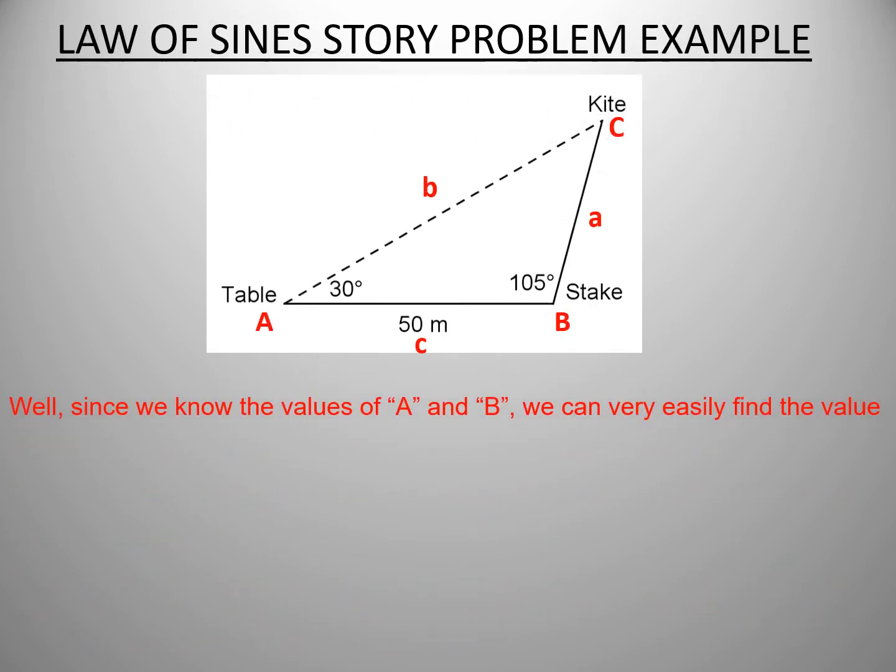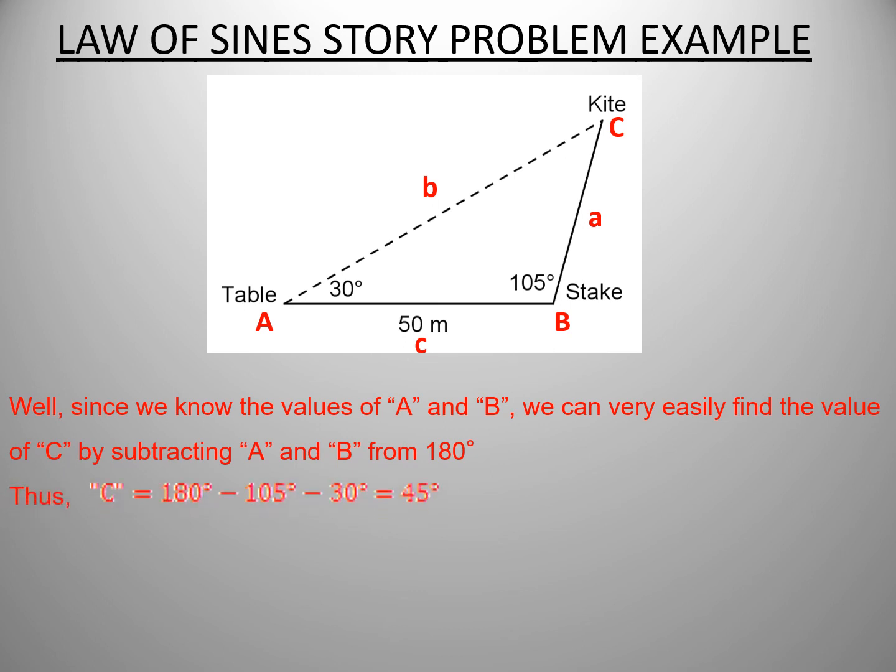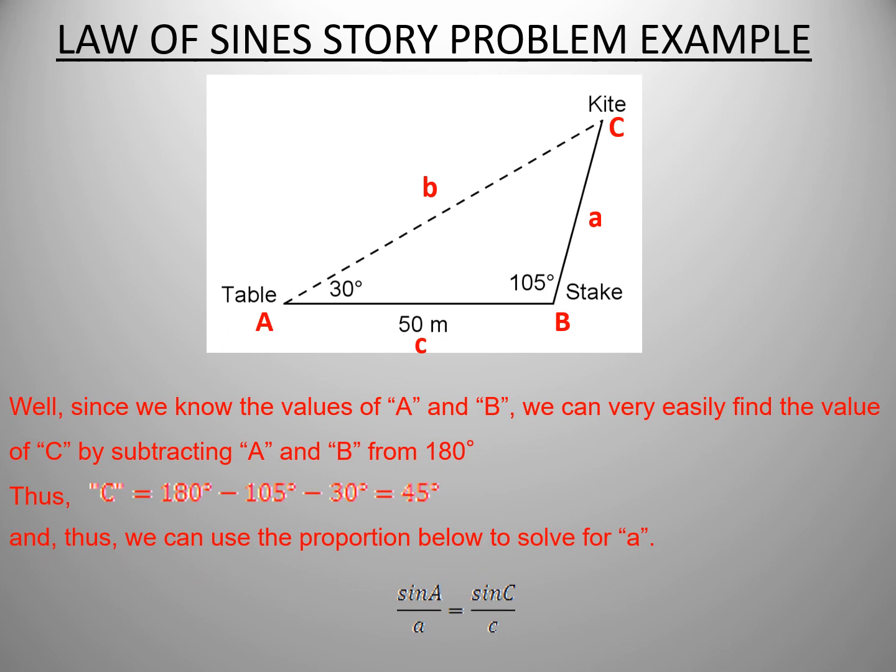Well, since we know the values of A and B, we can very easily find the value of C by subtracting A and B from 180. Thus, angle C equals 180 degrees minus 105 degrees minus 30 degrees, which equals 45 degrees. And thus, we can use the proportion below to solve for little a. Sine of A over little a equals sine of C over little c, because we now have both.